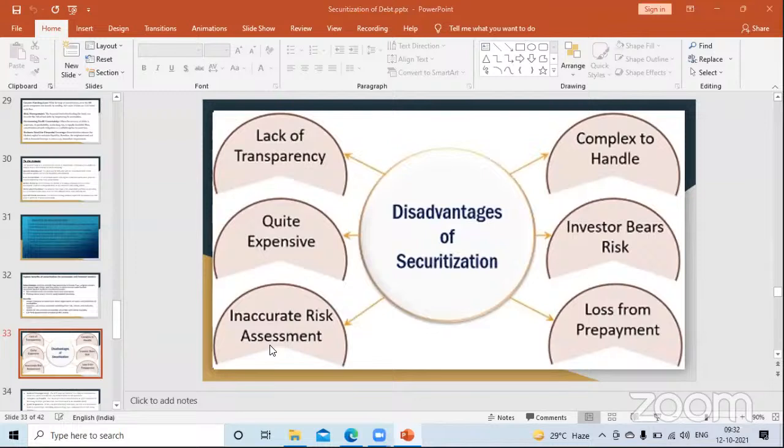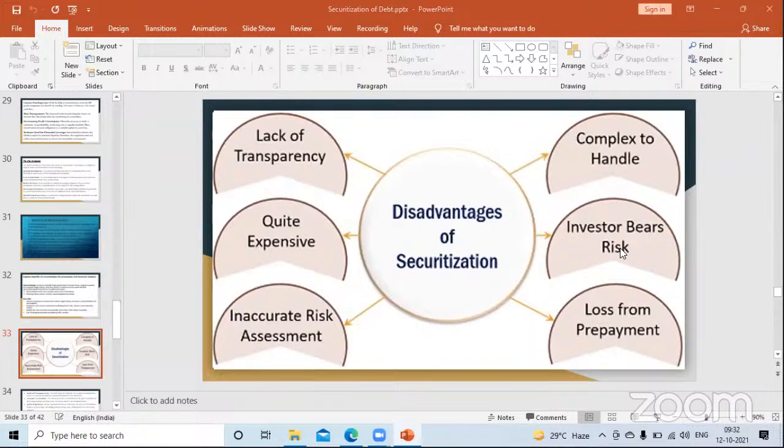Inaccurate risk assessment. Sometimes risk management becomes very difficult. Therefore, the measurements that are taken become inaccurate sometimes. It is also complex to handle because the system is very complex, with a very long procedure. Huge amounts of assets are involved in the process. Therefore, it is complex to handle.